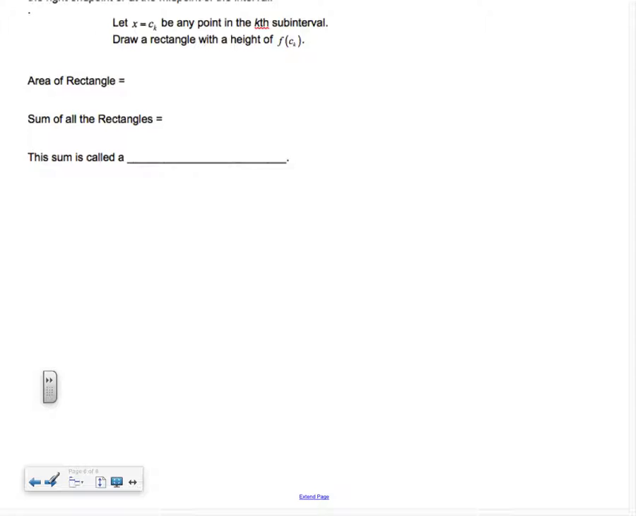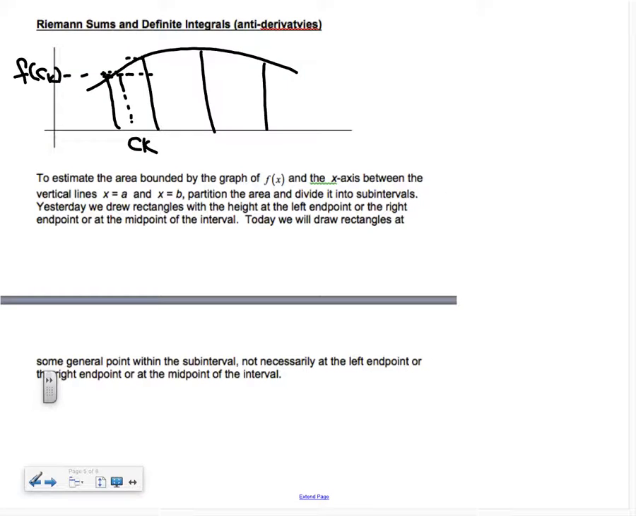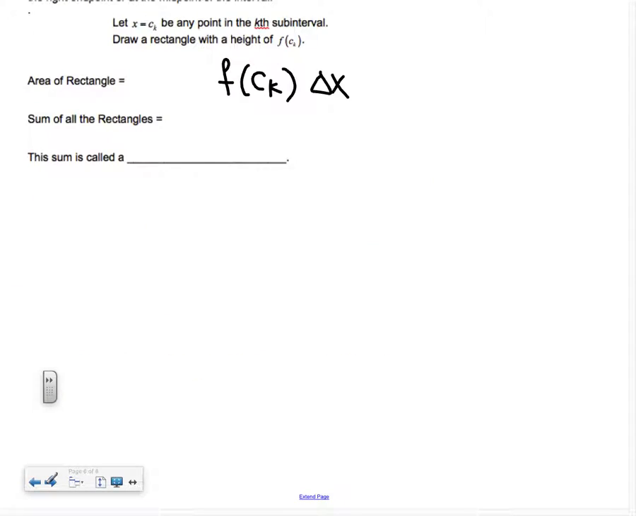So the area of the rectangle, the height would be f of c sub k, and the width would be what we call delta x, where delta x would be the distance between two points that I'm comparing. It does not have to be the same, so we'll call it delta x sub i or delta x sub k, I guess, because that's what they're using. So these are all delta x's, they're the width of the rectangle. And of course, as delta x gets smaller and smaller, it goes to 0 and the area gets more accurate.